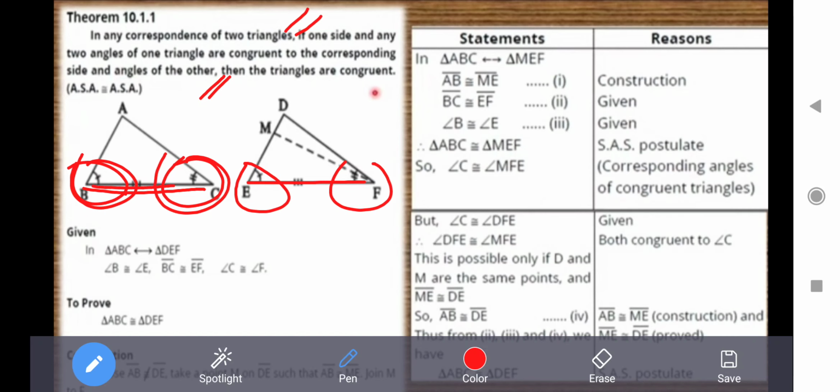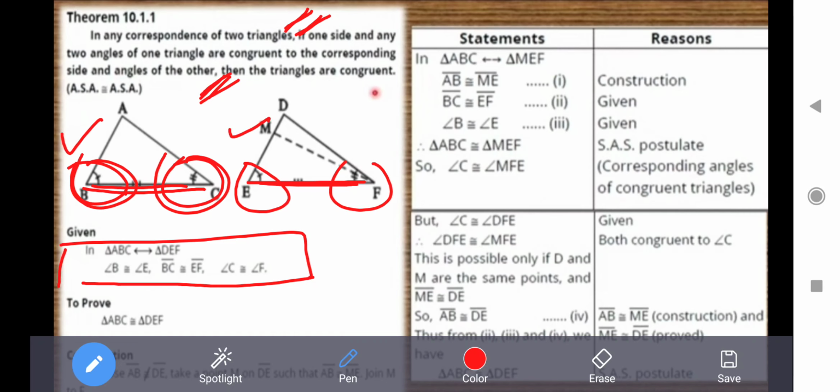And one side, and this one is the included side. Remember this included side. We will take these three things, as given in the statement, and we will write them in the given. How? Because the things written after if, till this comma, you will write in the given statement. For example, triangle ABC corresponds to triangle DEF. Then we will take angle B congruent to angle E, angle C congruent to angle F, and side BC congruent to EF.